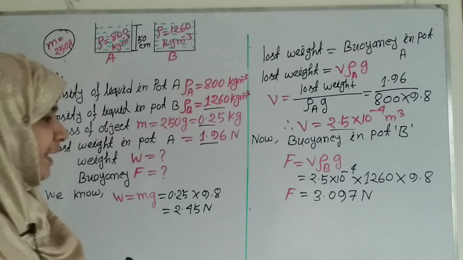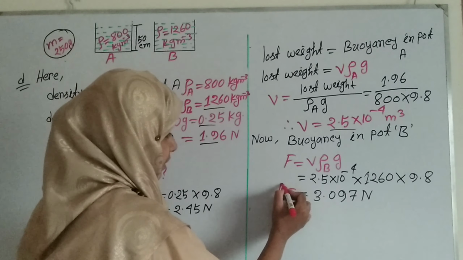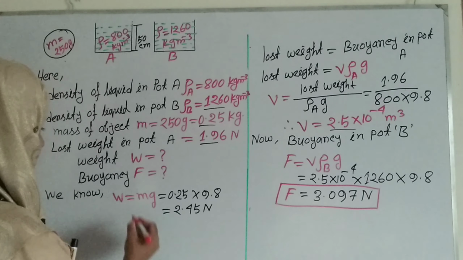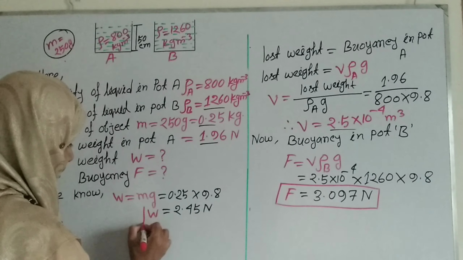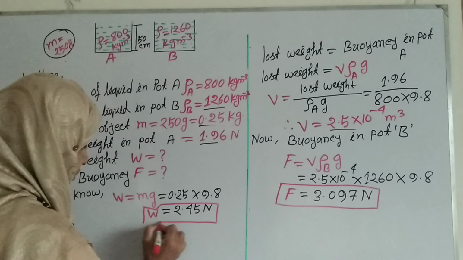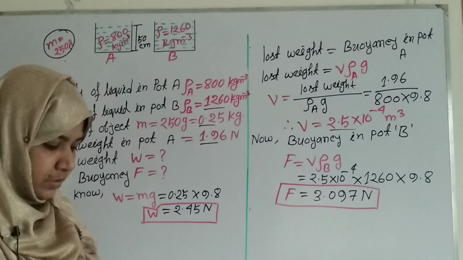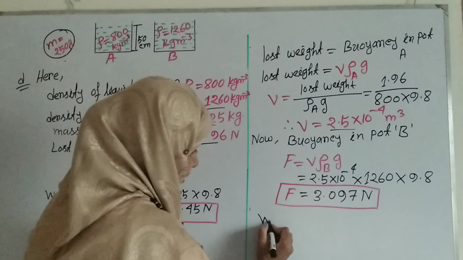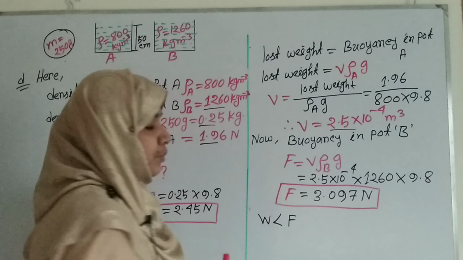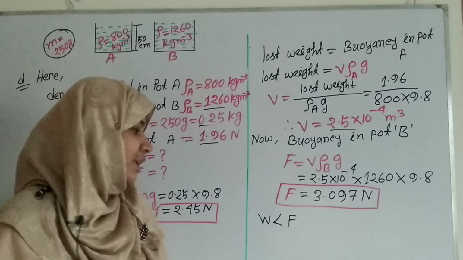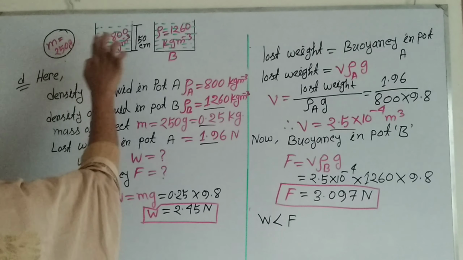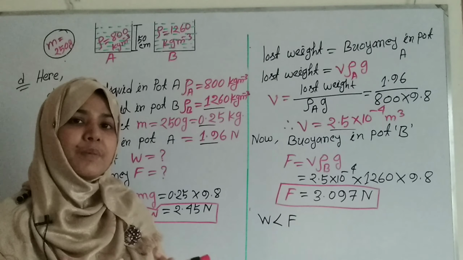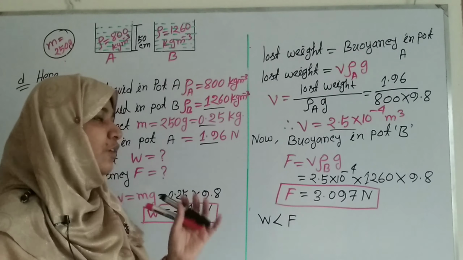So now we have both pieces of information. The buoyancy force is 3.097 Newton and the weight, that is W, equals 2.45 Newton. As you can see, the weight is less than the buoyancy. That means when the object is put in liquid B, this object will float, partly immersed in that liquid. I hope you understand it.